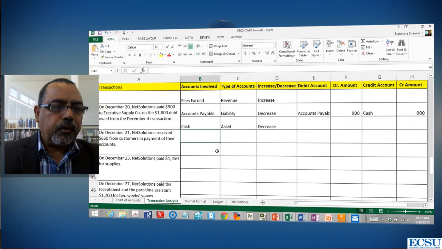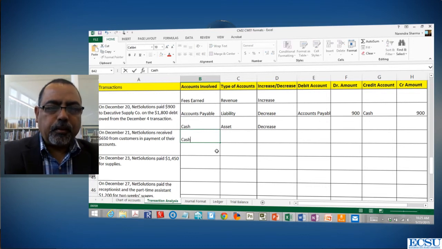Okay, on December 21, Net Solutions received 650 from customers in payment of their account. Now see the difference between the previous transaction and this. In the previous case, it was the creditor. In this case, it is a customer. Therefore, customer is always associated with accounts receivable. So the two accounts involved are cash and accounts receivable.